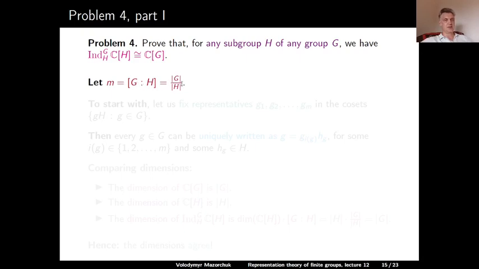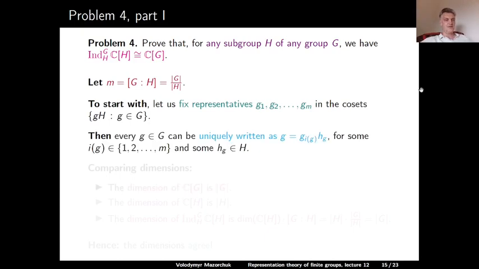So this is the cardinality of G divided by the cardinality of H. And to start with, let us fix representatives g_1, g_2, and so on up to g_m in the cosets gH, where g is in G. Then every element in G can be uniquely written as a product of one of our representatives times an element in the subgroup.